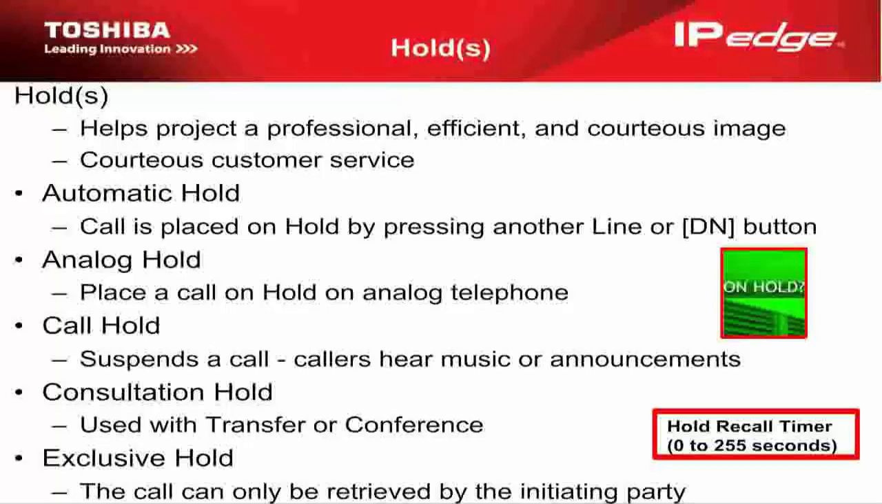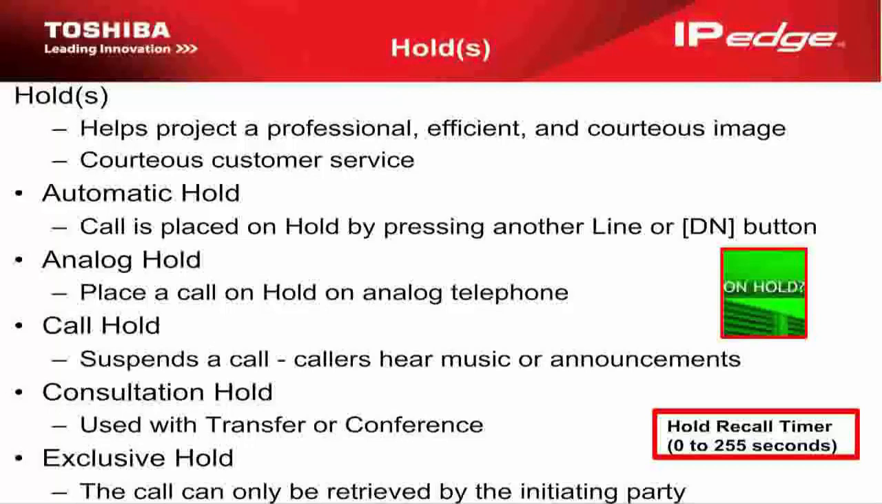Analog hold. This option enables a user to place a line or DN call on hold on an analog telephone, and the line LED will flash on other telephones when the call is parked. This enables the call to be picked up from other telephones. This feature must be set in programming.